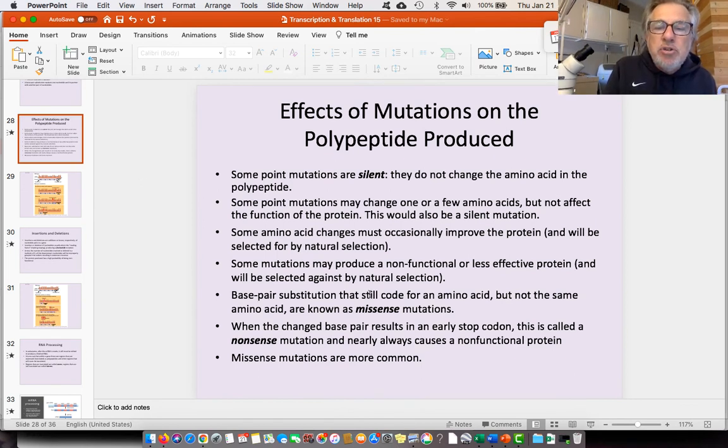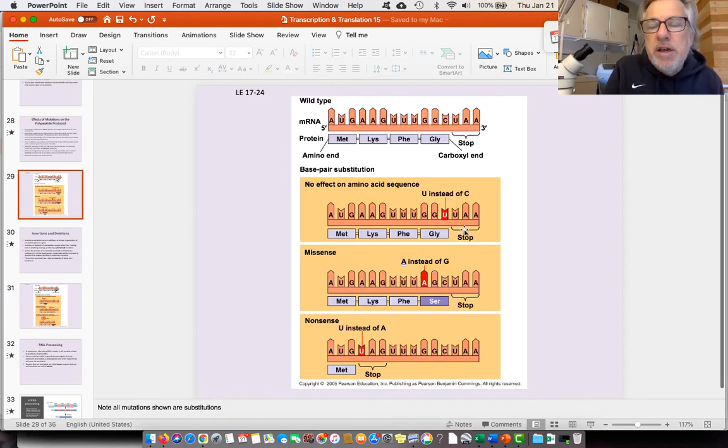But before we do, one last thing that I want to say to you is that base pair substitutions that still code for an amino acid, but not the same amino acid, are called missense mutations because they've changed the sense of the protein. But when the changed base pair results in an early stop codon, this is called nonsense, because that now becomes, almost always, a non-functional protein. So what is made doesn't make any sense to the cell. So that's how these work. And here's a picture of this.